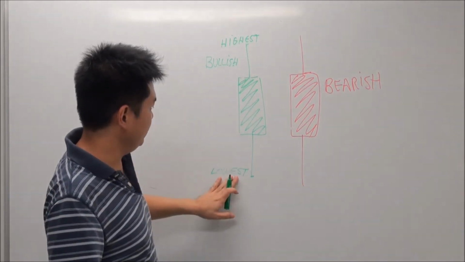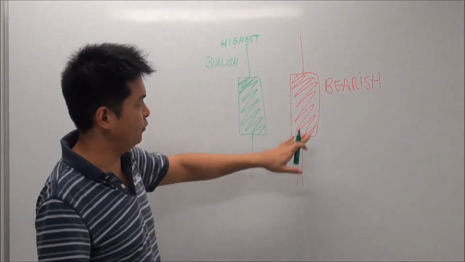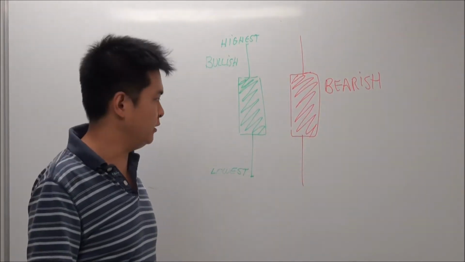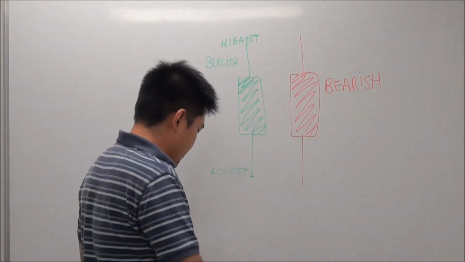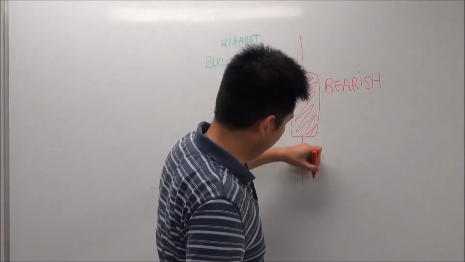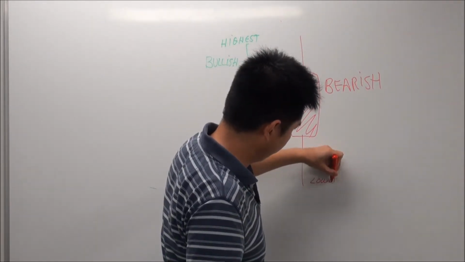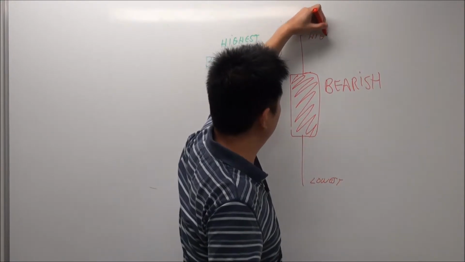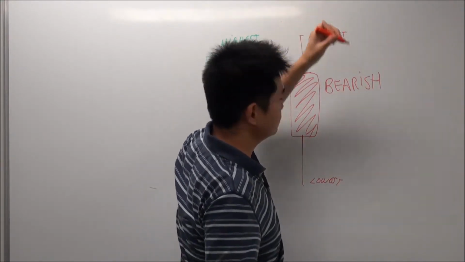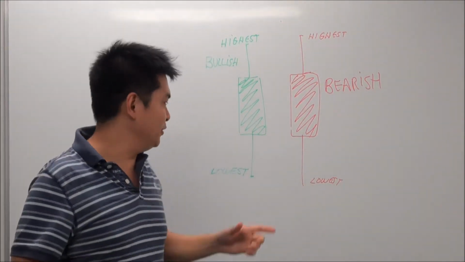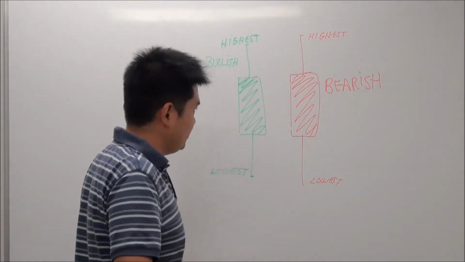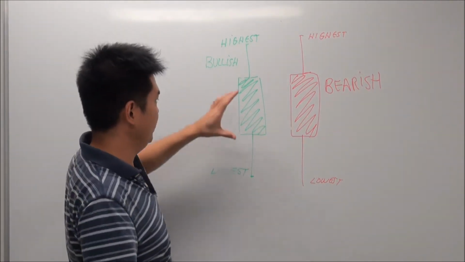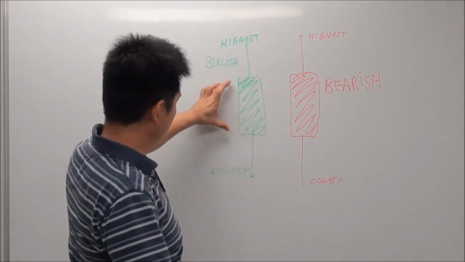And these two things are the same for the bearish candlestick as well. So for the bearish candlestick, this would be the lowest price, and this here would be the highest price. Alright, so what's the difference between these two? The difference between these two comes here.